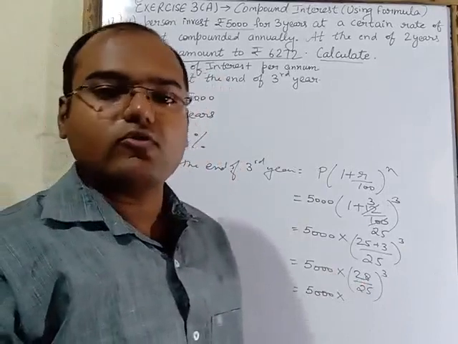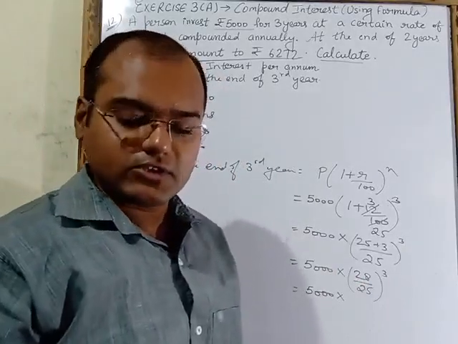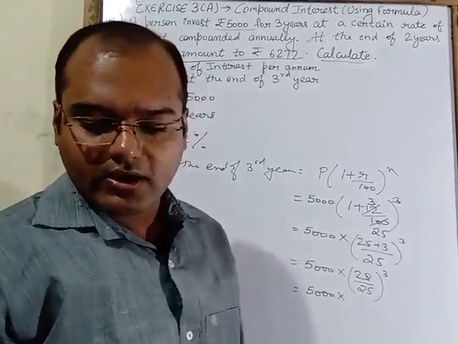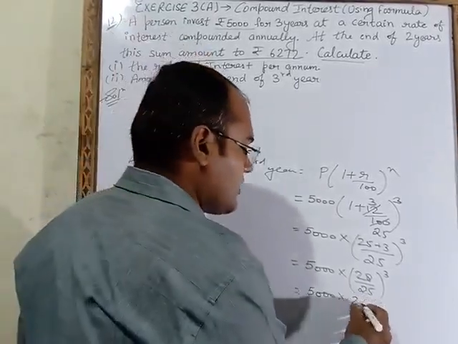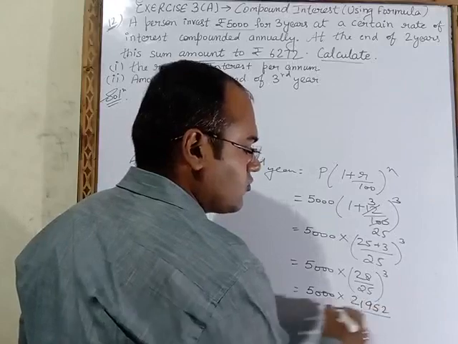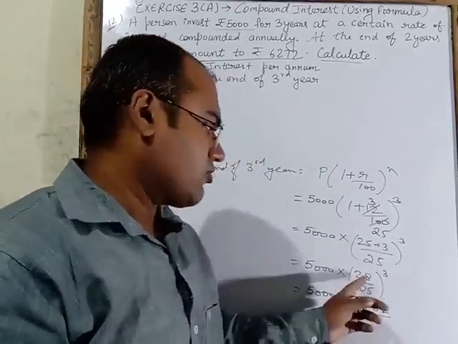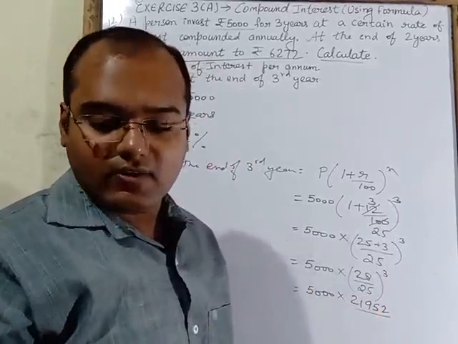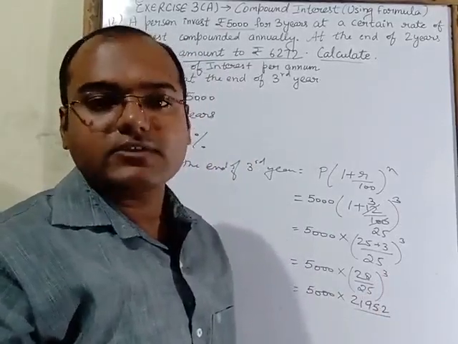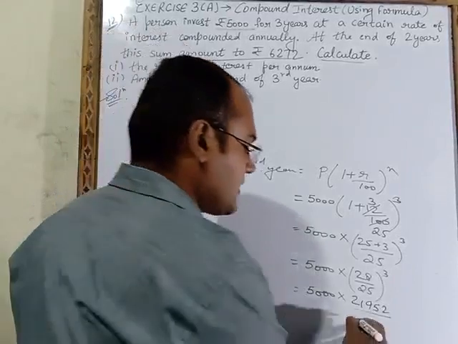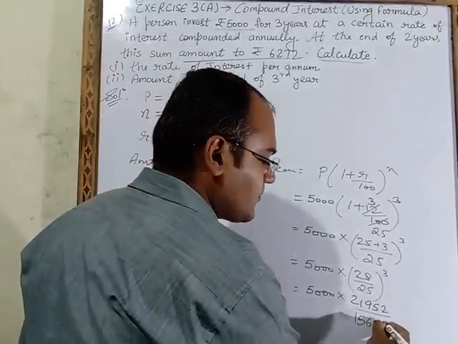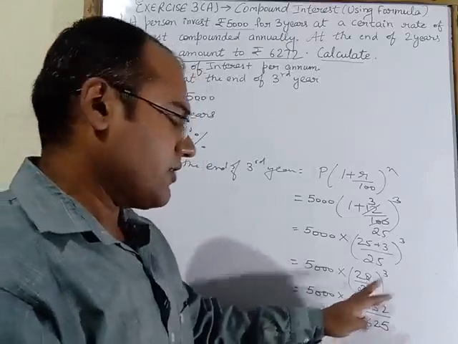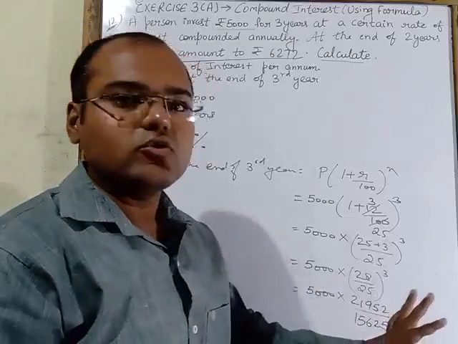So what you have to do? You have to multiply 28 3 times. So 28 into 28 into 28. Answer will be 21952. On multiplying 28 3 times, we will get 21952. Similarly, we will multiply 25 how many times? 3 times. Answer will be 15625. On multiplying 25 3 times, we will get 15625.